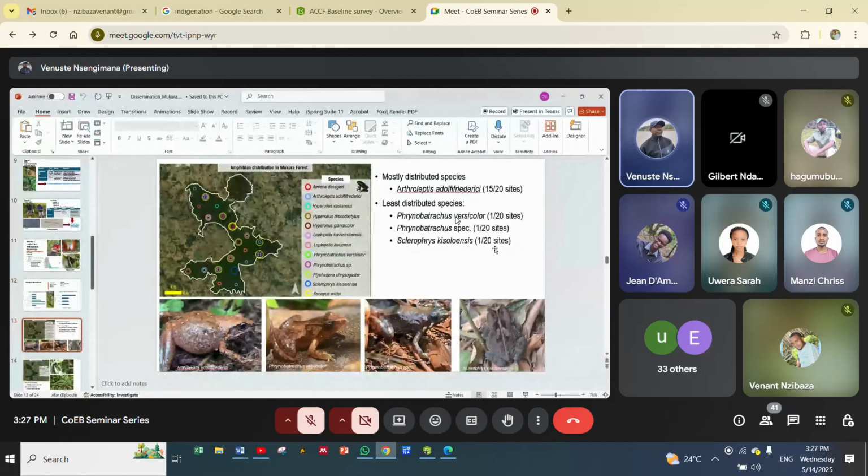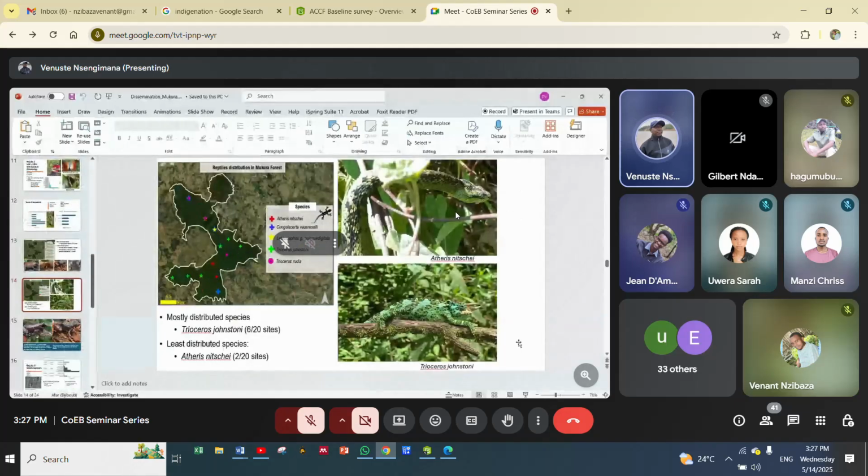So the species Arthroleptis adolfifriederici was the most distributed, as it was found in 15 sites, but 3 species were least distributed, and these include Phrynobatrachus versicolor and the Phrynobatrachus species, which was not identified, but also the Sclerophrys chizorewensis, which was found once in one site compared to other 20 sites. And here we have the photos of some of these species that have been found there.